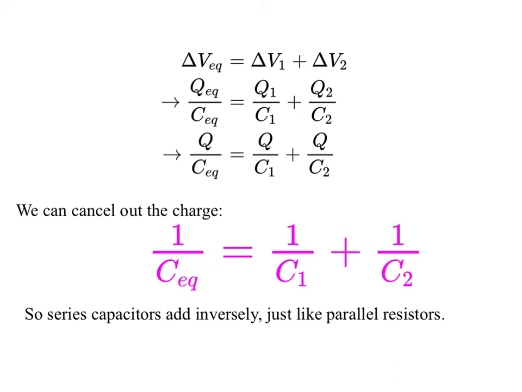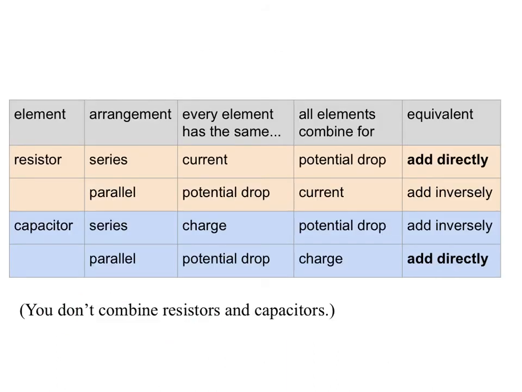So we can cancel out that common charge, and we get, maybe not surprising at this stage, that 1 over the equivalent capacitance is 1 over the original C1 plus 1 over the original C2. Or to say, series capacitors add inversely, meaning they look a lot like parallel resistors. That leads to this unfortunately complicated chart that might be useful or not. I think the easiest way to do this is to remember that series resistors add directly, and that every time you change something, you also change how they add. So if you change from series resistor to parallel resistor, you go from directly to inversely.